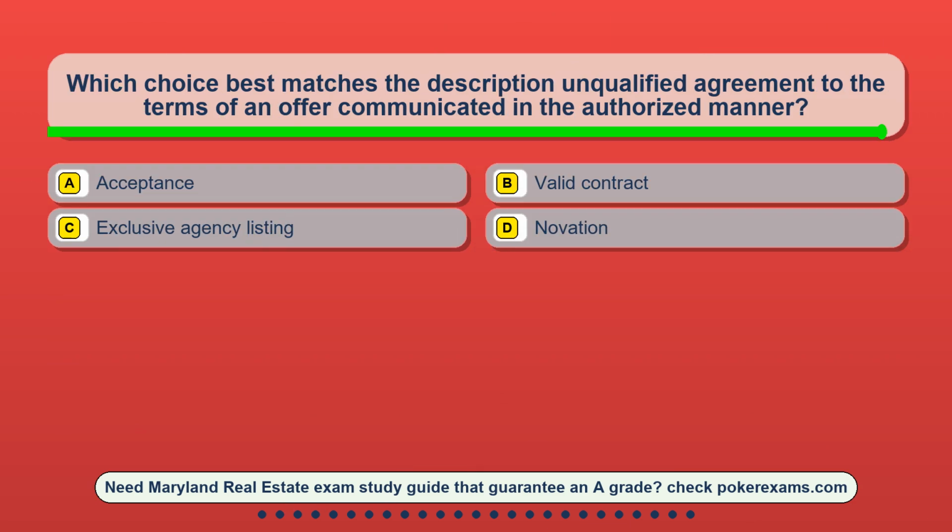Question 15. Which choice best matches the description: unqualified agreement to the terms of an offer communicated in the authorized manner? Option A, acceptance. Option B, valid contract. Option C, exclusive agency listing. Option D, novation.